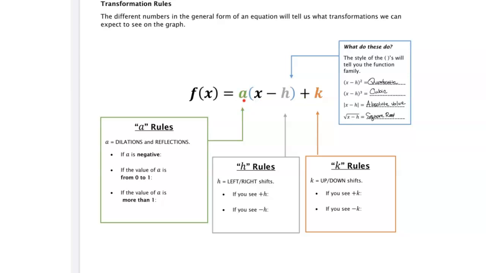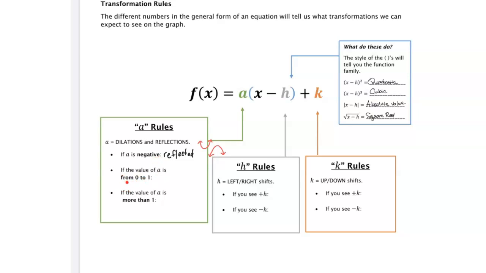This a, or the value that's being multiplied by this quantity, or the value that you may see in front of your x. This a has rules. The a stands for dilations and reflections. If your a is negative, that means that you have a reflection. Your function has been reflected. Okay. So for instance, if you have a parabola, it originally is like this if it's positive, but if you have a negative a value, it flips upside down. So a is for reflections.